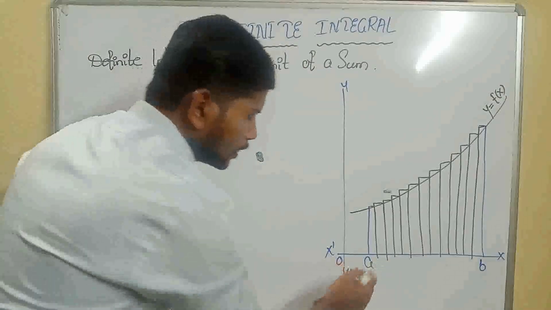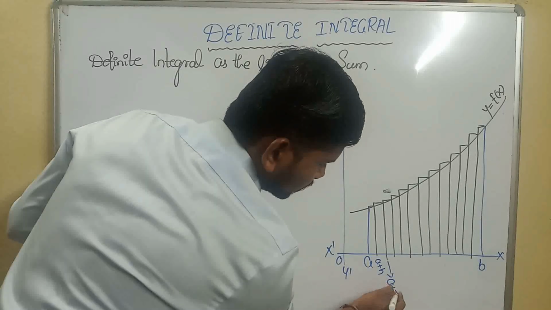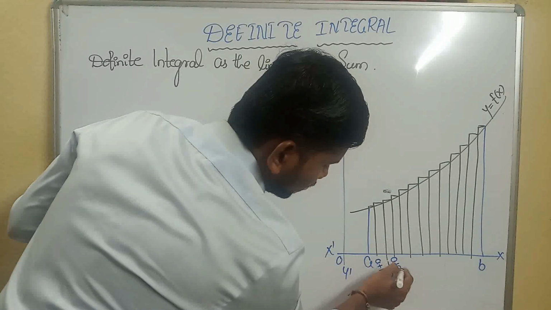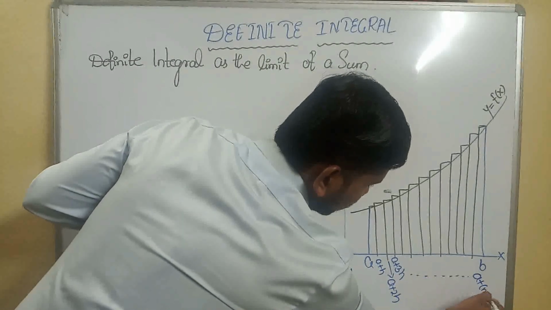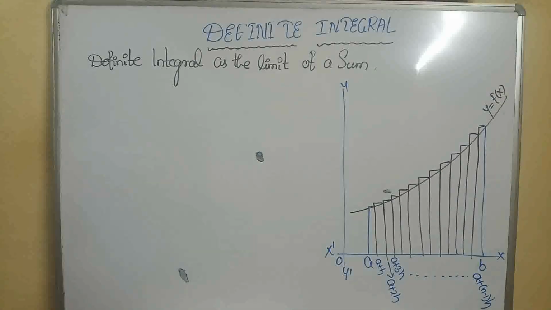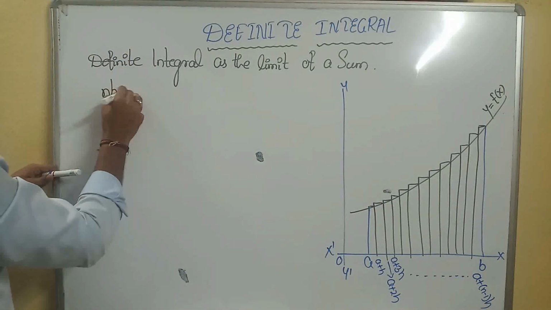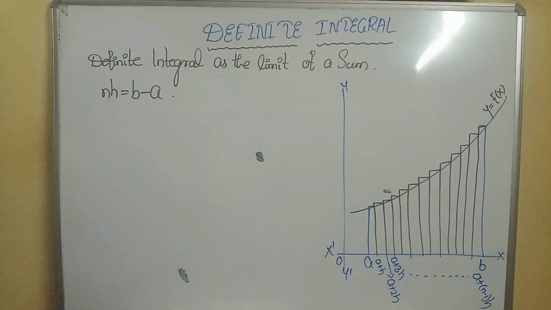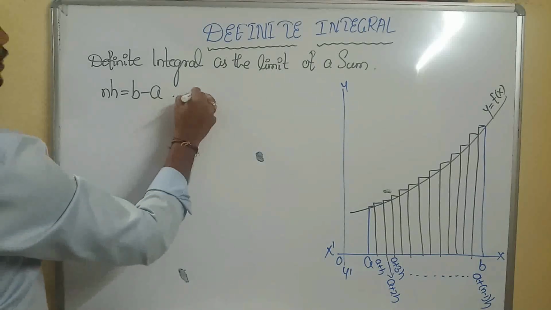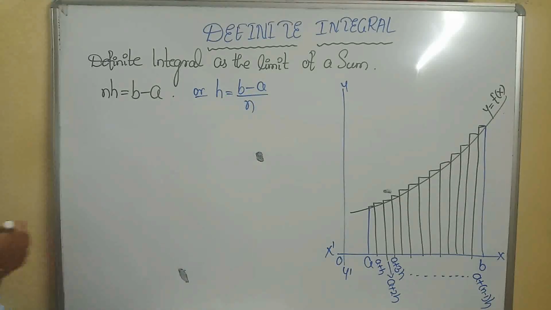The first point is a. The second point I'd like to show as a plus h. The next point is a plus 2h. The next point is a plus 3h. Like this, the last point will be a plus (n minus 1) times h. Getting my point clearly? What is nh? It is the length of the complete interval. nh is nothing but b minus a, the upper limit value minus the lower limit value. Or you can say h is equal to (b minus a) divided by n, that we can define now.